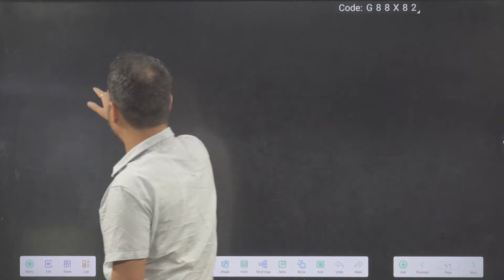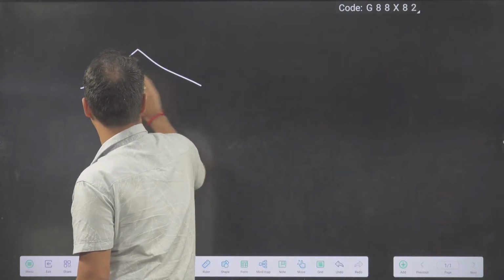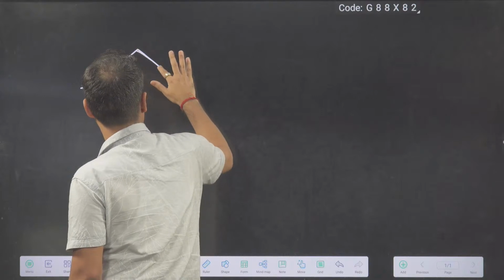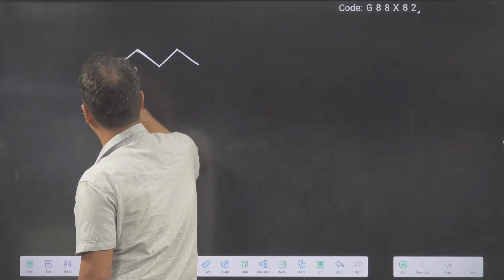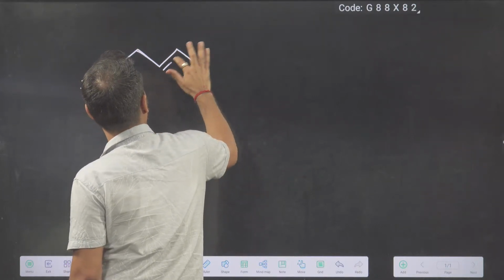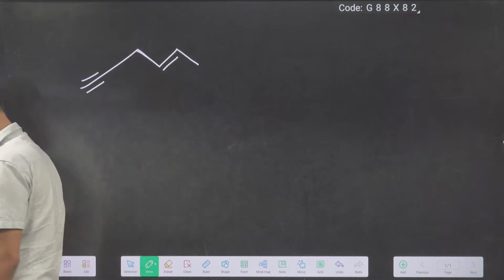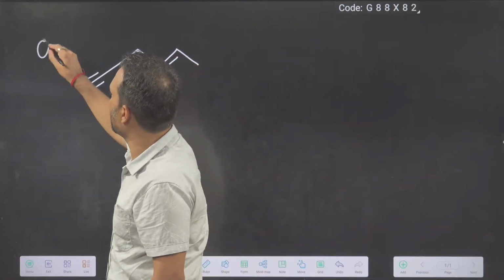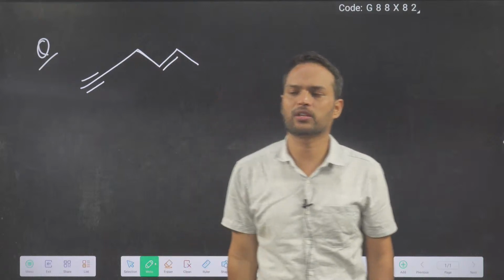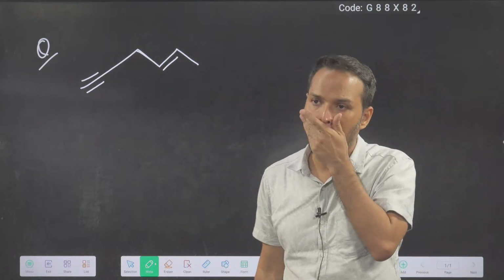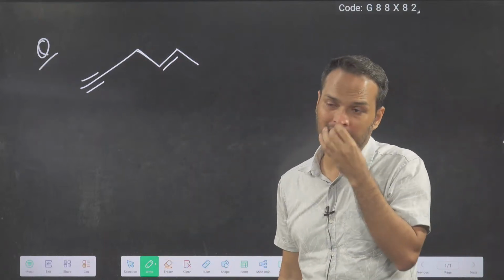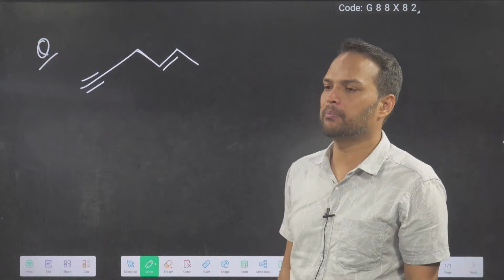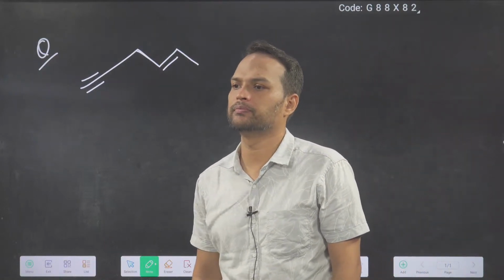So now you tell me the answer for this question: how many sigma and pi bonds are in this structure? Let's start.